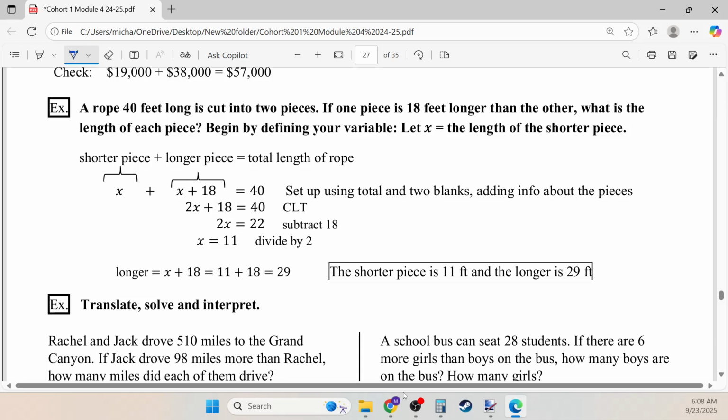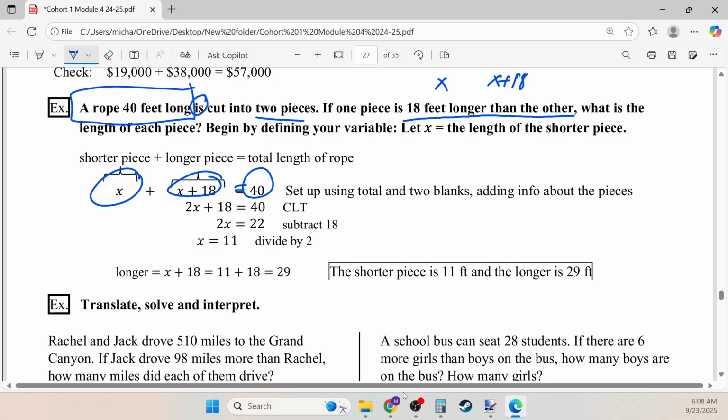A rope 40 feet long is, so there's our equal sign, and here's our 40 because that's what's on one side of the is, cut into 2 pieces. So here's a piece, here's another piece. We'll fill in that data later. If one piece is 18 feet longer than the other, so we have a piece that is some length and a piece that is 18 longer than it. There's our short piece, there's our 18 longer. What is the length of each piece?